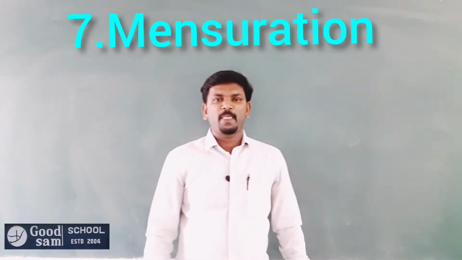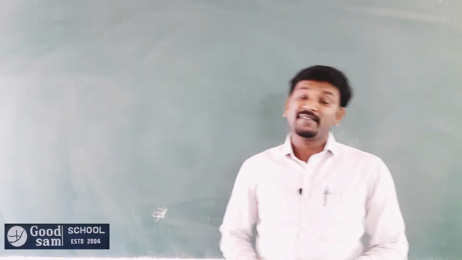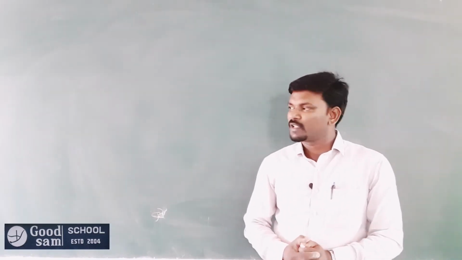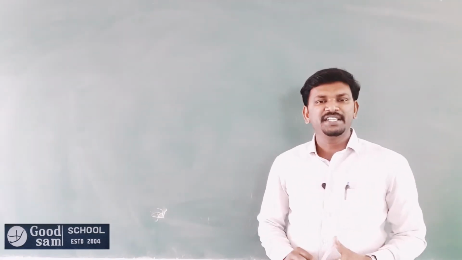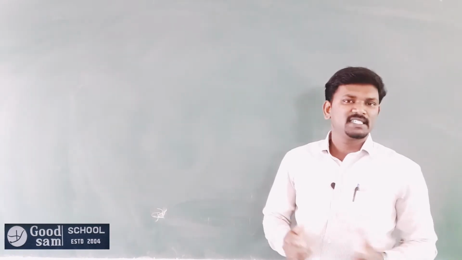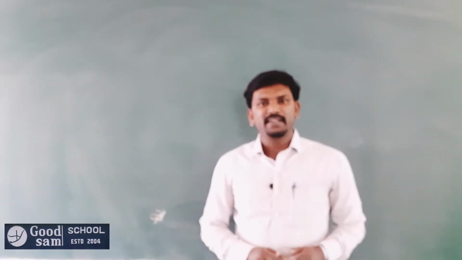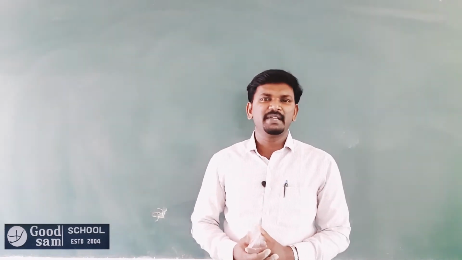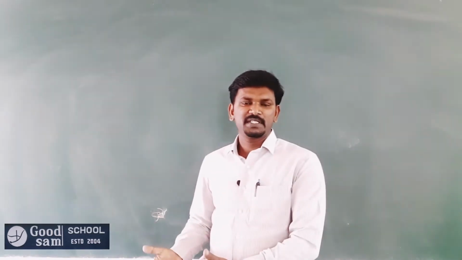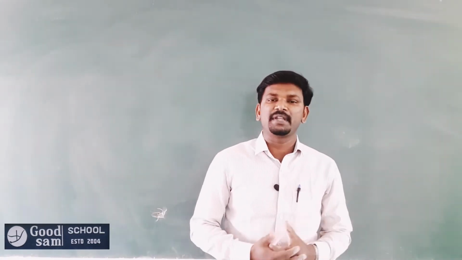Hello students. In this video we are going to see the 7th lesson in your textbook. The last lesson was trigonometry. In that lesson we discussed two branches: one is trigonometrical identities, then applications of trigonometry. So this is the 7th lesson, a new lesson: mensuration. It is basically about shapes and measurements, based on their properties.